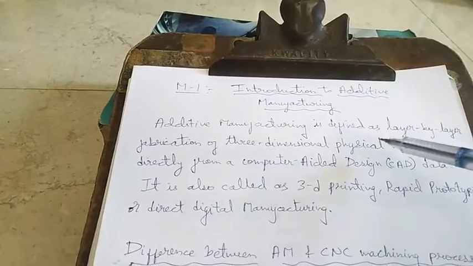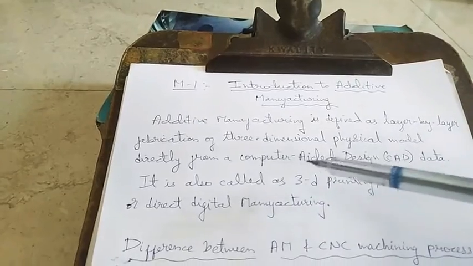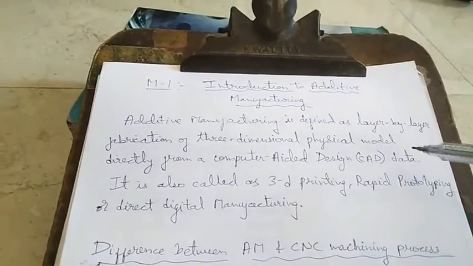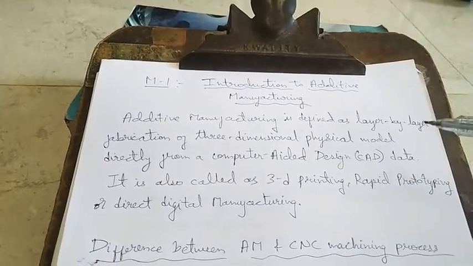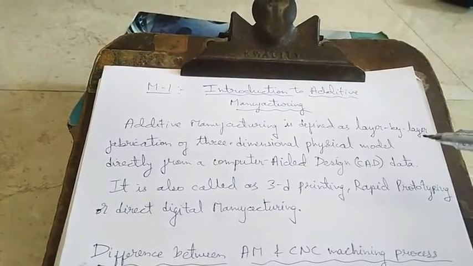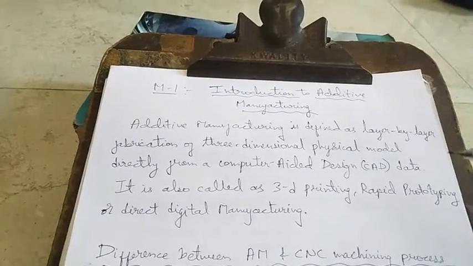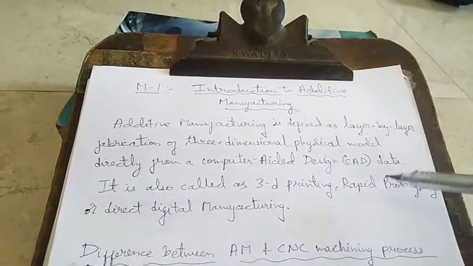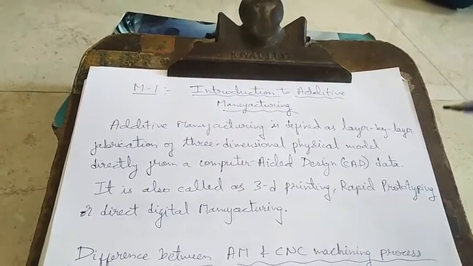It is defined as layer by layer fabrication of a three-dimensional physical model directly from computer aided design data. So here we are going to manufacture three-dimensional objects by using computer aided drawings and some technology. It is similar to construction of a house. While constructing a house we add bricks one by one and finally we construct it. Here also, in similar fashion, we add material in gradual increasing steps, thereby we manufacture a three-dimensional component.